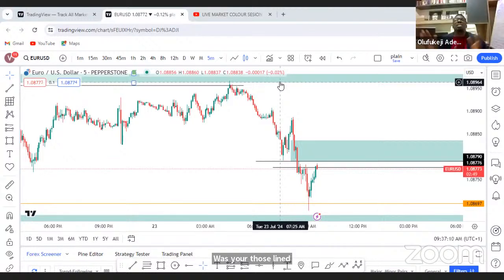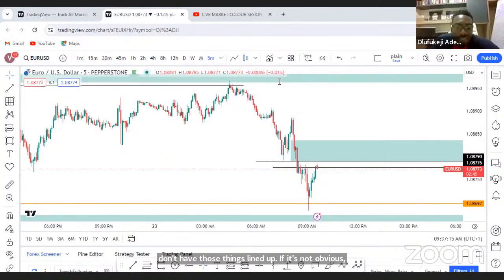If you don't have those things lined up, if it's not obvious, it's dubious, you leave the chart and you come another day. Try this every day, journal it, look out for these trades, and gradually you'll be making progress, gradually you'll be making profit. Once you make significant profit, withdraw your profits, all right?